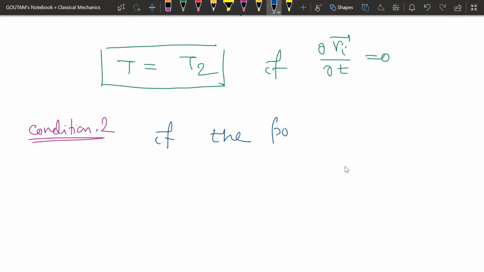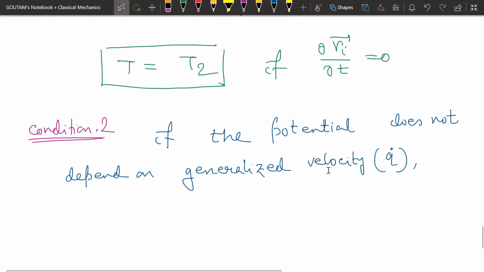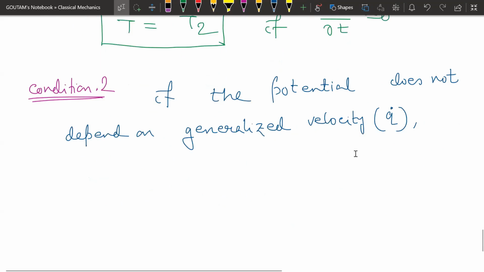And condition 2 is: if the potential does not depend on generalized velocity q dot, in that case L2 equals T2, and L0 equals minus V.